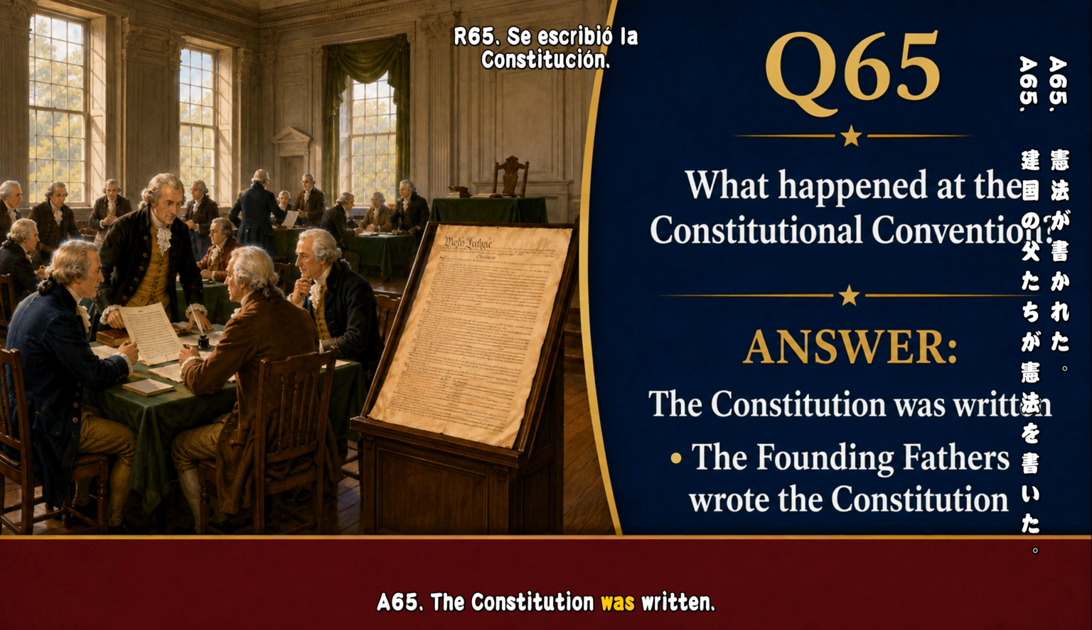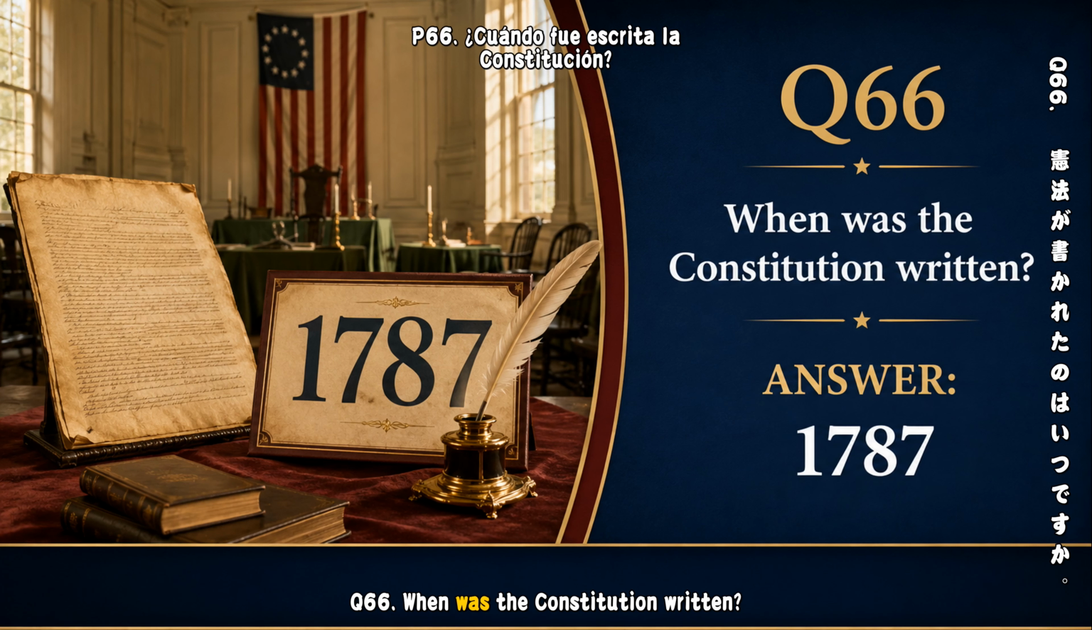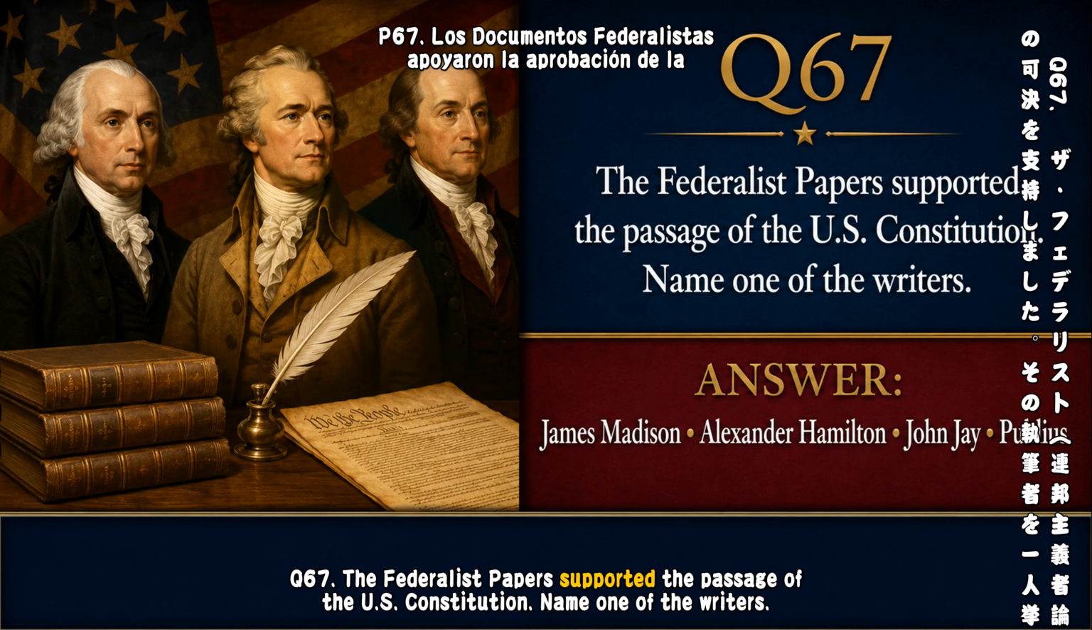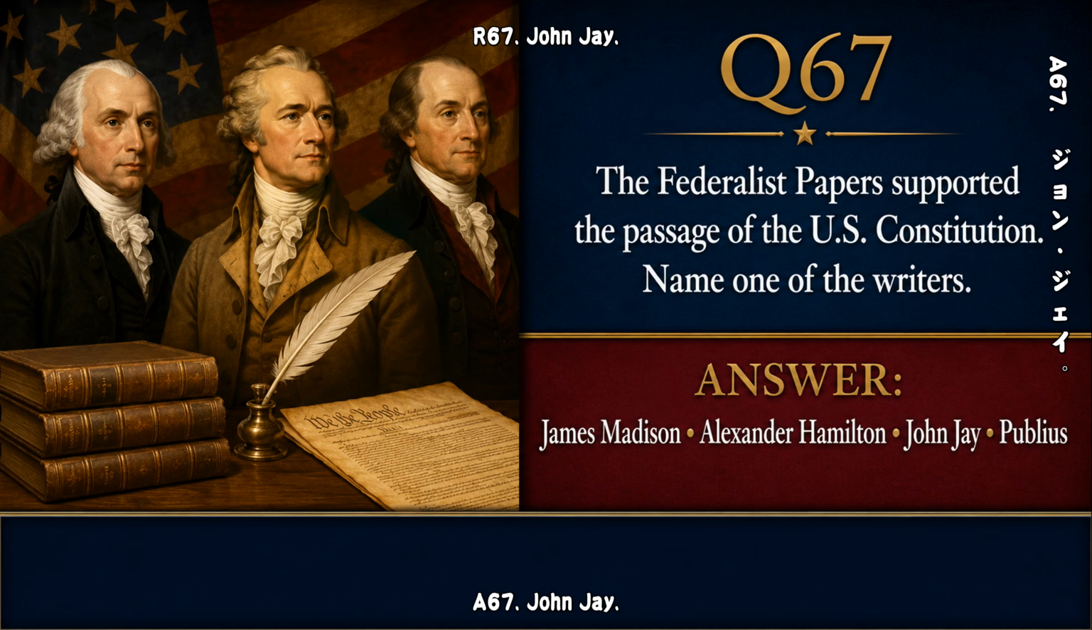What happened at the Constitutional Convention? The Constitution was written. The Founding Fathers wrote the Constitution. When was the Constitution written? 1787. The Federalist Papers supported the passage of the U.S. Constitution. Name one of the writers: James Madison, Alexander Hamilton, John Jay, Publius.